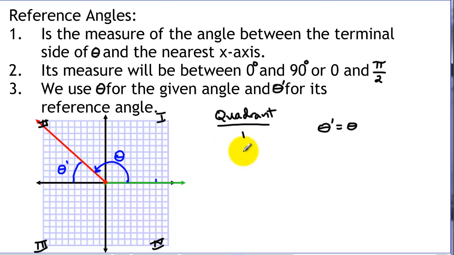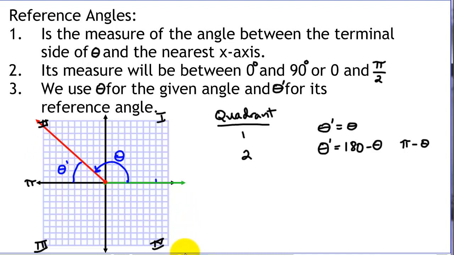So in quadrant 2, to get theta prime, I'm going to take 180 minus theta if we're working in degrees. And if we were doing the same thing in radians, this would be pi. So we would be taking pi minus our given angle. And again, that's if we know our angle ends up in quadrant 2.